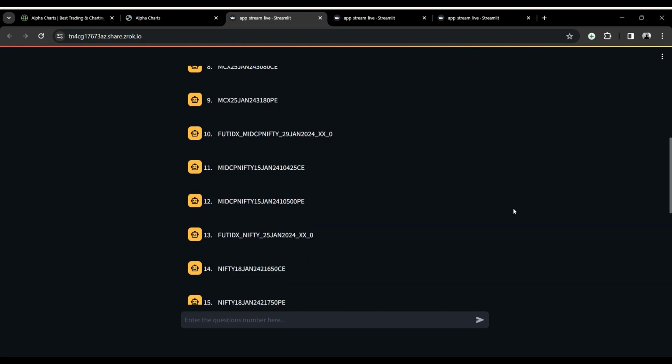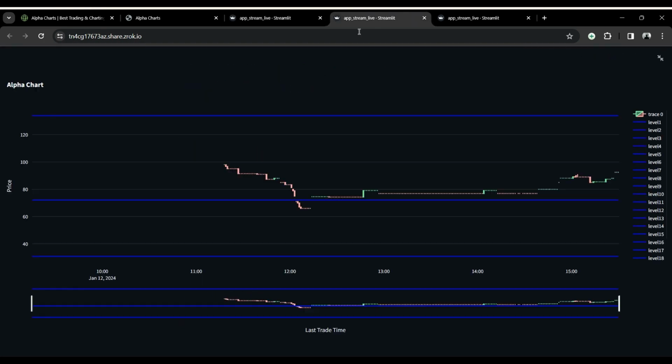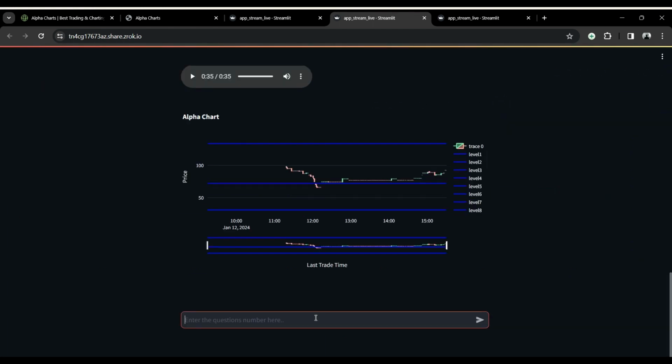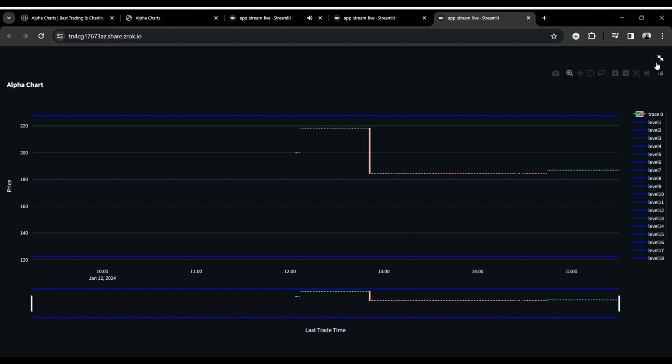All right, let's move on to the next index in the option chart. After MCX, we got mid cap, and that would be 10, 11, and 12.